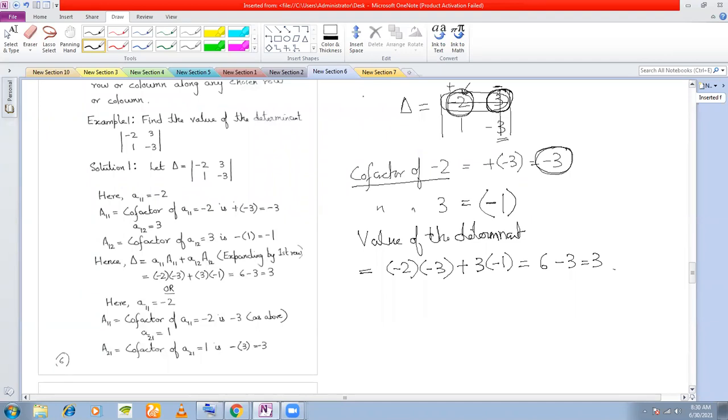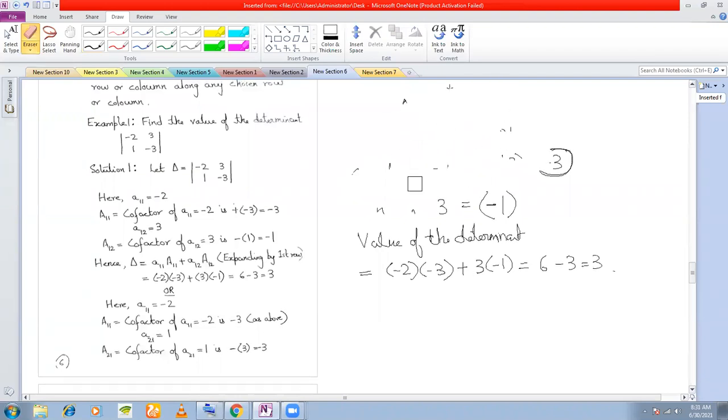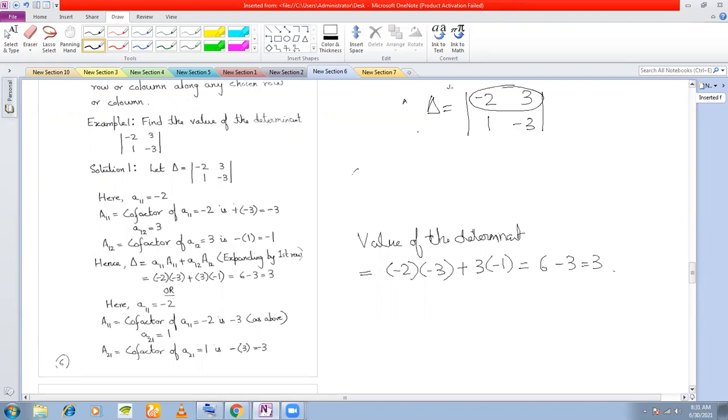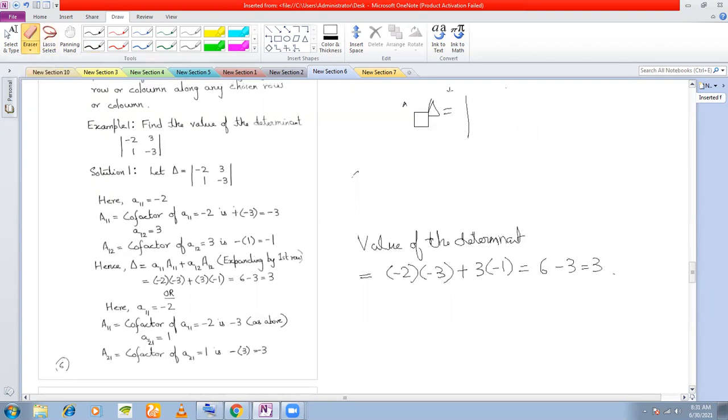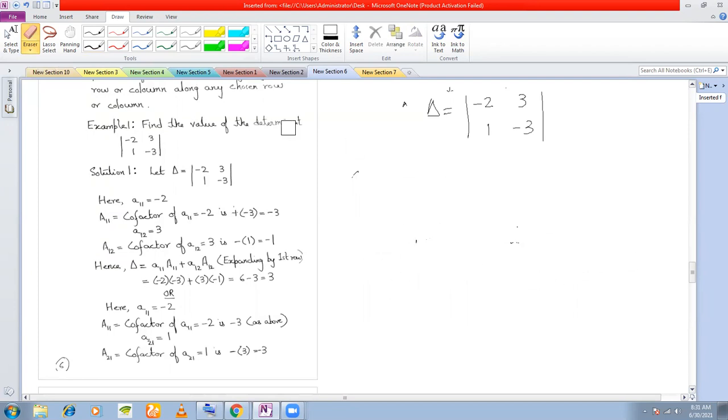Yes, sir. Now you can not only find out the value of the determinant along the first row. See, in this way, what have I done? I have calculated the value of this determinant along the first row, right? I've chosen the first row. Let me now choose the first column. You can find it along the first column also: minus 2, 1, 3, minus 3. So let's see how to find out the value along this particular column.